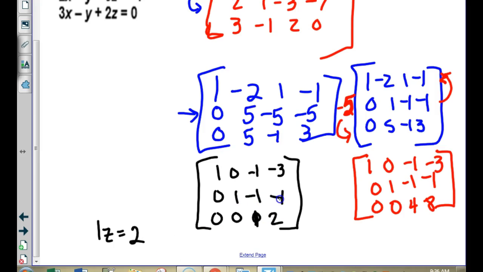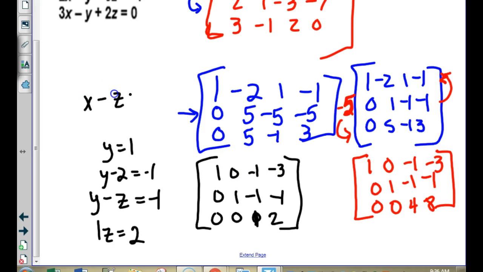Now, if I go back up here, what does this equation say? 0x plus y minus z equals negative 1, so if I put the 2 in there, y minus 2 equals negative 1, add 2 over there and I get y is 1. Okay. What about that top equation? What does it say? x minus z equals negative 3. If I put the 2 in there, I have x minus 2 equals negative 3. I add 2 over here, I get x equals negative 1.